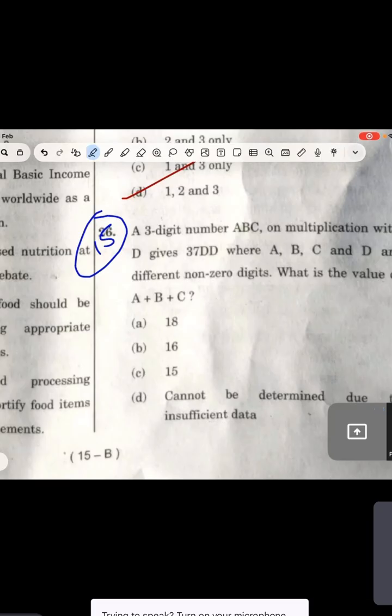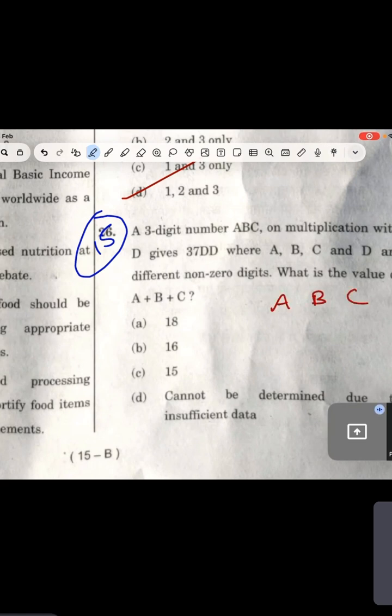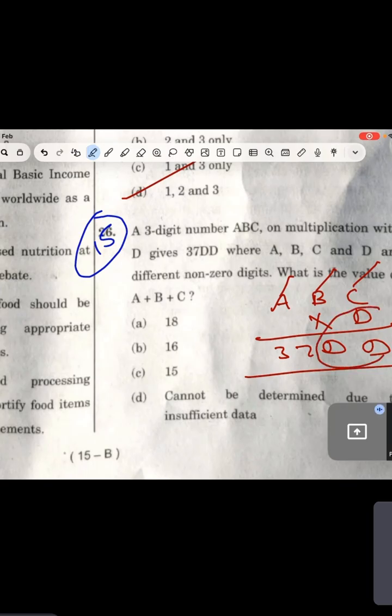A three-digit number ABC on multiplication with D gives 37DD, where A, B, C, D are different non-zero digits. What is the value of A plus B plus C? See guys, you know what the question is saying: if you multiply ABC by D, you will get this. But some people use their extra mind and they will fail actually. They will think, okay, what will I do here. Guys, the answer is not here, right?